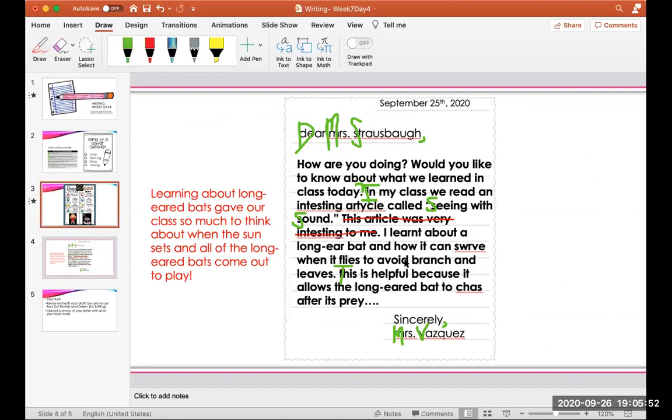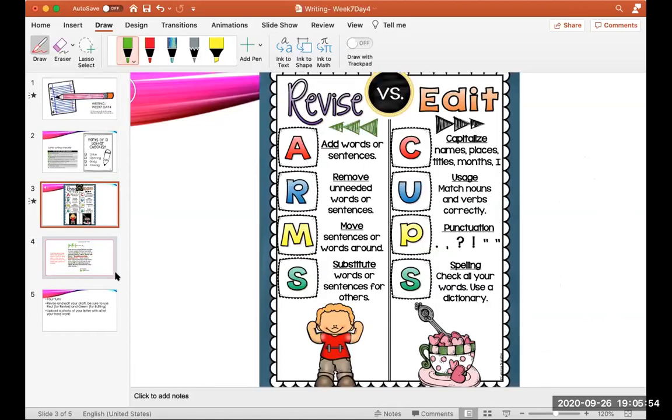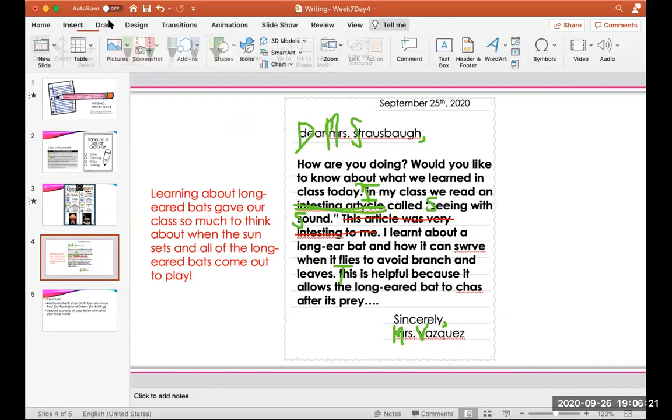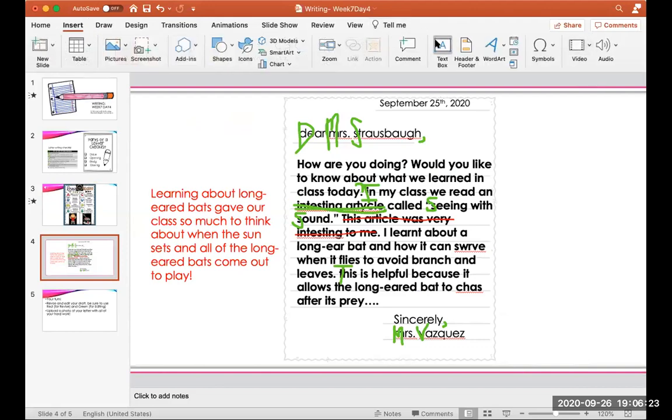Now I'm going to go with my S, making sure I spelt my words correctly. Now I remember in my other piece, my other writing, that there were some words that I wasn't sure of. Now is my time to fix it. So I'm going to cross them out with my green, and then I'm going to write the words on the side. How are you doing? Would you like to know what we learned in class today? In my class, we read an interesting article. I know those were not spelt right because I wasn't sure. So now I'm going to write them correctly on the side.